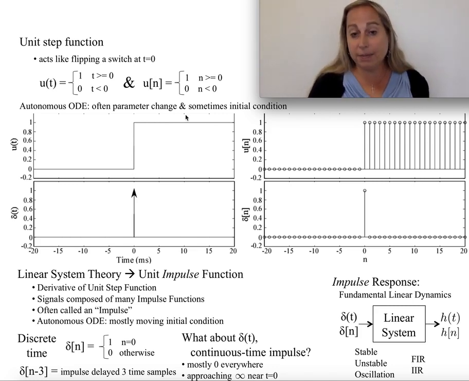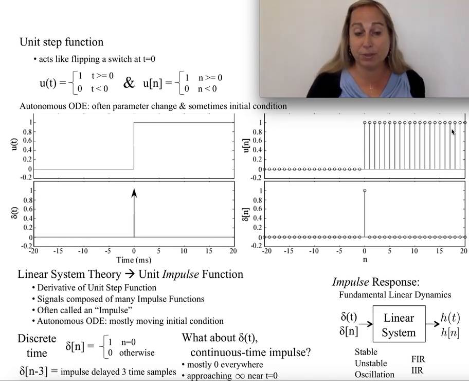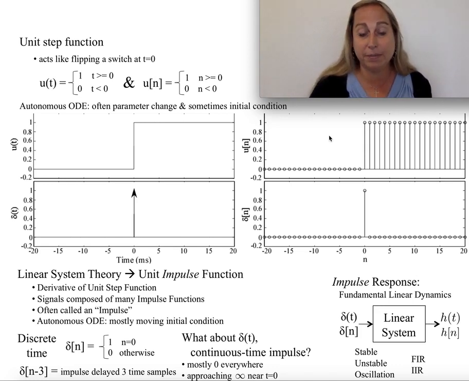Its discrete time form is very similar. Imagine the sampled version of this, where it's 0 all the way through until n equals 0, and then it becomes 1 all the way through. And you think, okay, that's a very interesting function. It's clearly a step, and it's pretty straightforward why you think of it as a step.